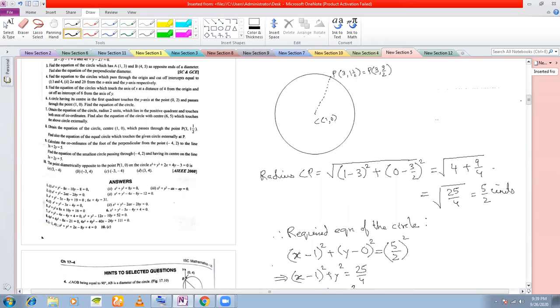Next, the second part of the question is to find the equation of the equal circle which touches the given circle externally at P. The given circle is this. Equal circle means the radius will be 5 by 2, a circle that has the radius equal to this circle, somewhat like this. So it is touching externally. Let us say the center of this is B.